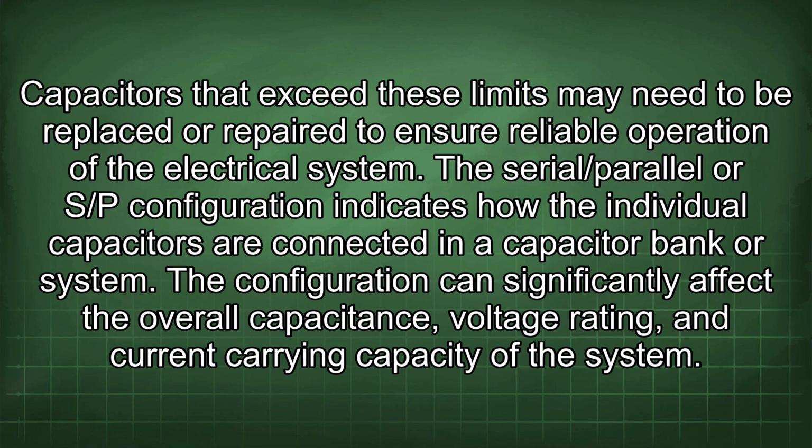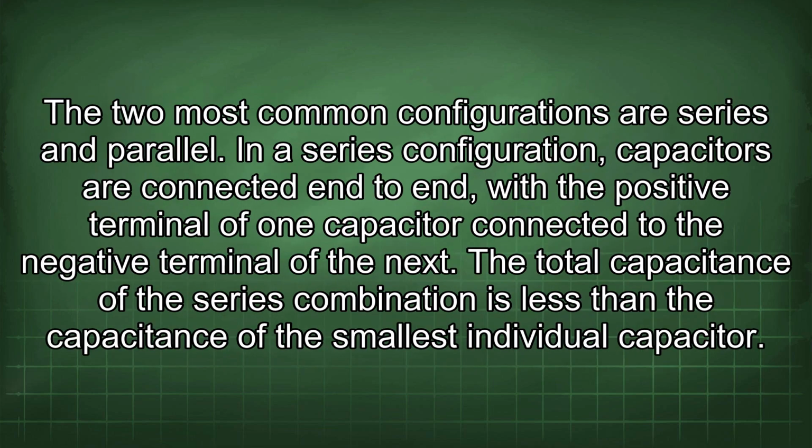the electrical system. The serial/parallel, or S/P, configuration indicates how the individual capacitors are connected in a capacitor bank system. The configuration can significantly affect the overall capacitance, voltage rating, and current carrying capacity of the system. The two most common configurations are series and parallel. In a series configuration, capacitors are connected end-to-end, with the positive terminal of one capacitor connected to the negative terminal of the next. The total capacitance of the series combination is less than the capacitance of the smallest individual capacitor.